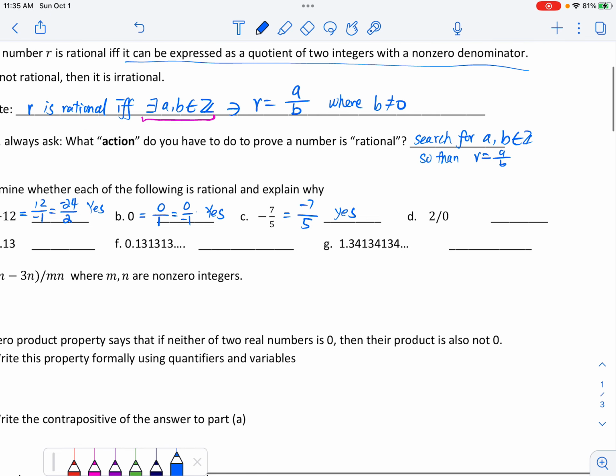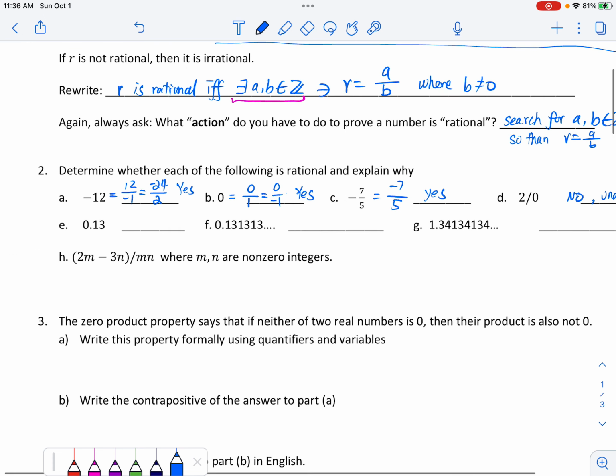Now, this is no, because according to the definition, the B cannot be 0, and this is actually undefined. So this is not a rational number. It is undefined and not a rational number, and not irrational, by the way. It is just not a real number.